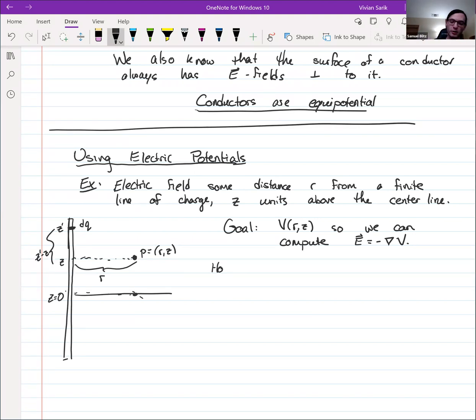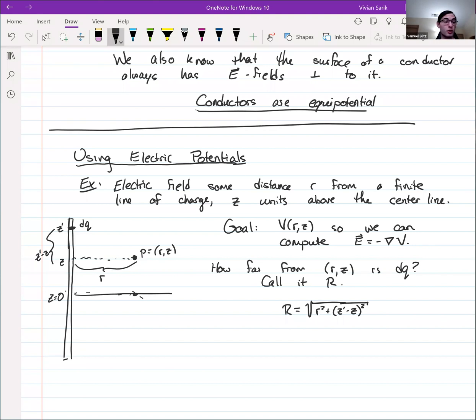So how far from the point r, z is dq? Well, we're going to call it capital R. And so using some relatively basic trig, we find that capital R is the square root of r squared plus the quantity z prime minus z, squared, right? It's just the Pythagorean theorem.